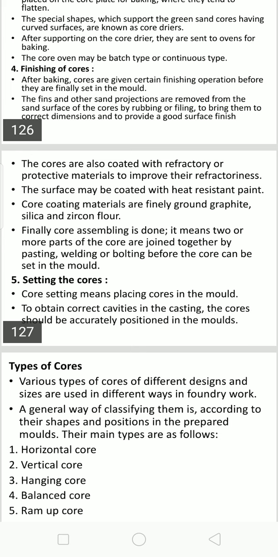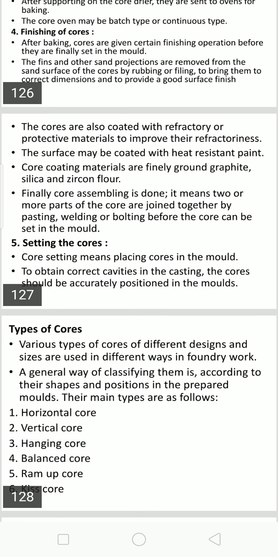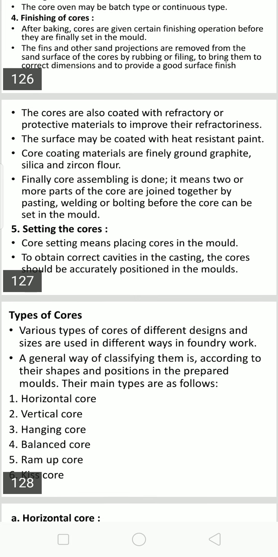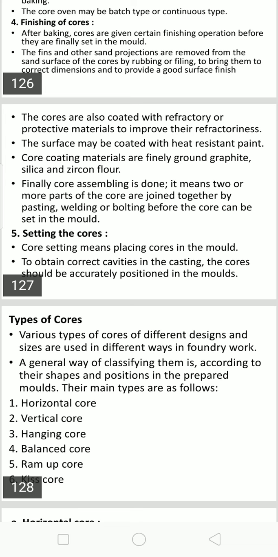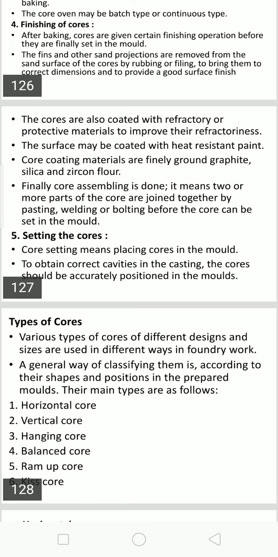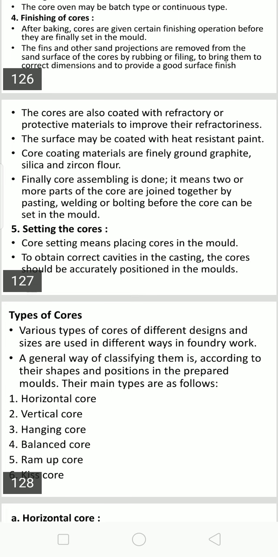Cleaning consists of operations like trimming. Trimming removes fins and any other projections on the cores. Brushing is done to remove loose sand. Refractory and protective materials are coated on cores to improve the refractoriness and surface finish. Mudding involves localized coating or filling of moist graphite or red talc on cores to make them smooth. Venting is done to make the passage for gases. All of this is carried out along with core finishing.